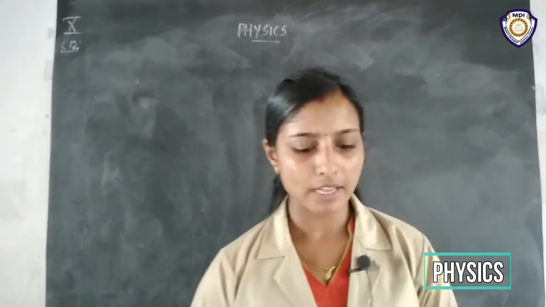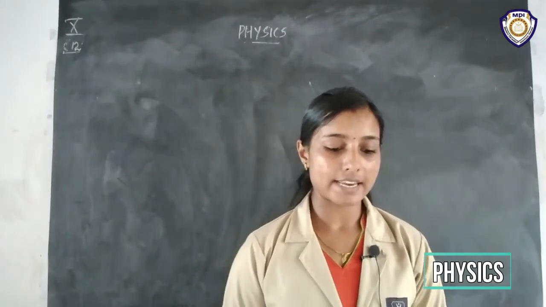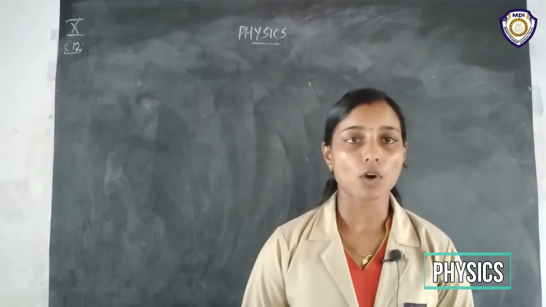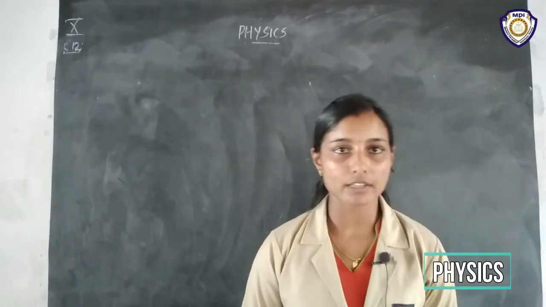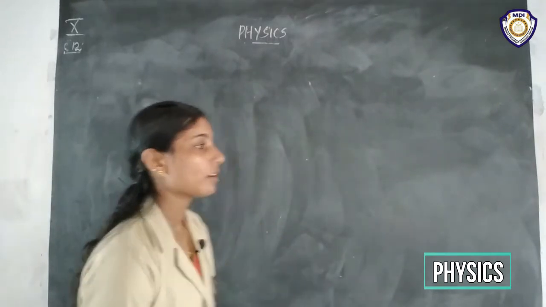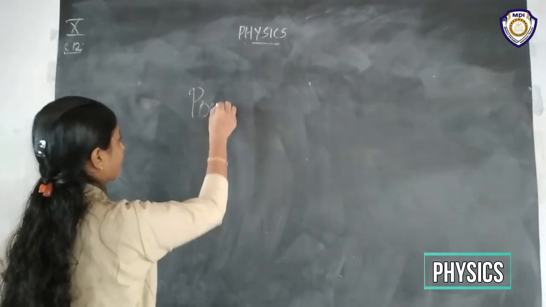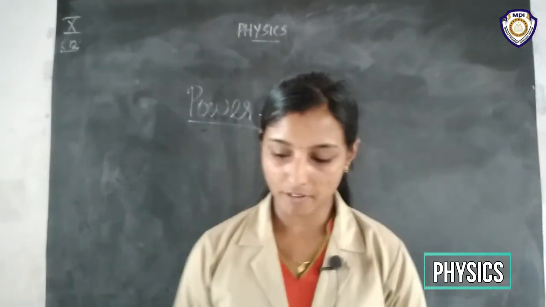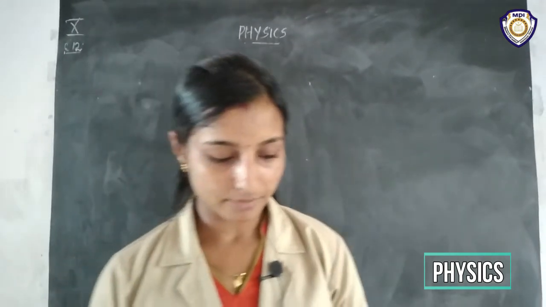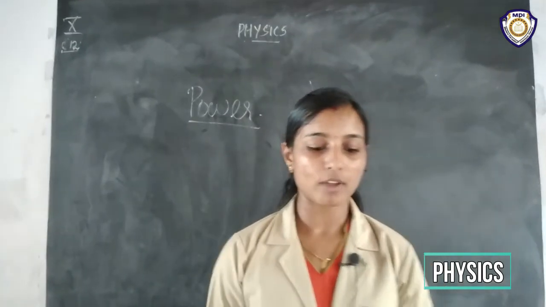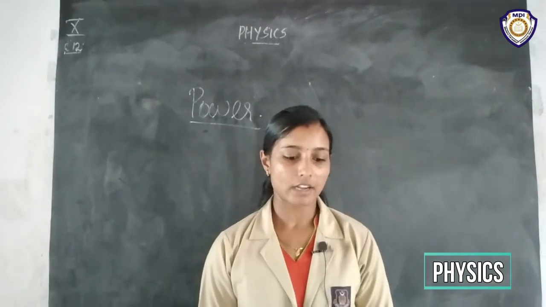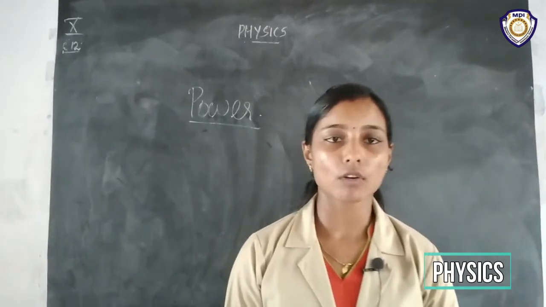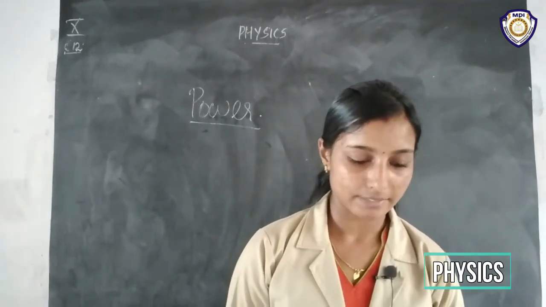So the ability of the lens to what extent it can converge or diverge an incident beam of light depends on the focal length of the lens. So the power of a lens depends on the focal length of the lens. We can define the power of a lens as the ability of the lens to what extent it can converge or diverge an incident beam of light, and it also depends on the focal length of the lens.